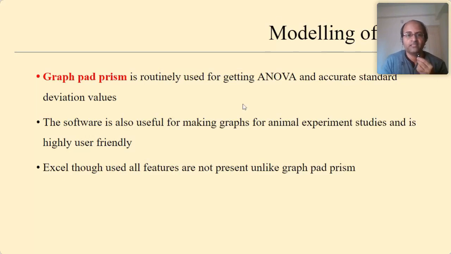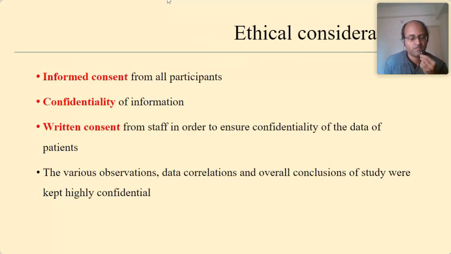And as said earlier, here again you have ethical considerations which need to be addressed throughout. Informed consent from all participants is required. Confidentiality of information is essential. Then you need the written consent, and the various observations, data correlations, and conclusions are confidential. Though it's a quantitative study, it doesn't mean that you don't maintain confidentiality. You don't want your thesis data to be out for everyone till it is published as papers and accepted thoroughly, so that there can be no plagiarism of the thesis.